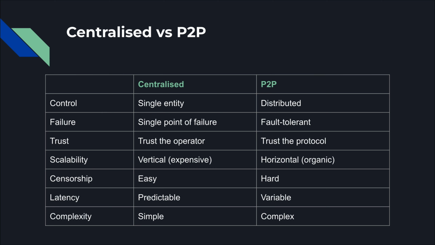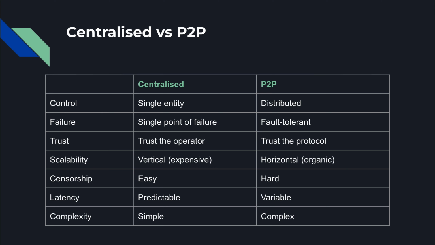P2P networks differ from centralized networks in many ways. Like in P2P networks, the control of the network is distributed among various nodes, whereas in a centralized network, the control of the network is with a single entity. Because of that, in a centralized network, there's a single point of failure.